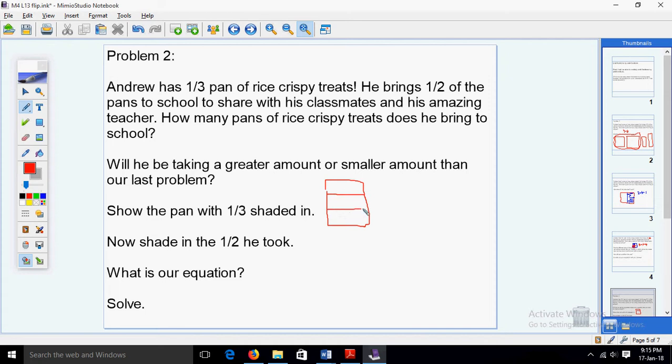All right, and I'm going to show 1/3 of this. So I'm going to shade, I'm going to make them a little bigger. This will help. Okay, not that much. All right, here we go. So I'm showing 1/3. This is how much he made of the pan, okay? But he only brings half of it to school. So once again, I'm going to divide it into half there, okay? And I'm going to shade in half of what I partitioned.